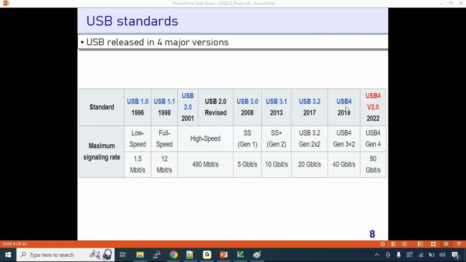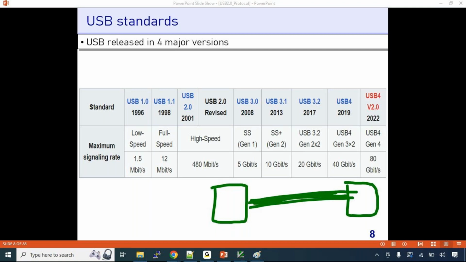Then in 2019, they released USB 4, which is Gen 3 cross 2, which means third generation. This is the second generation, and this is the first generation. Now you may ask, what is cross 2? I will explain. Cross 2 means two lanes, and cross 1 means only one lane. A simple example: you have one container and another container, and you are moving some liquid from here to here. If you use only one lane, it is cross 1. If I use one more lane, that becomes cross 2.